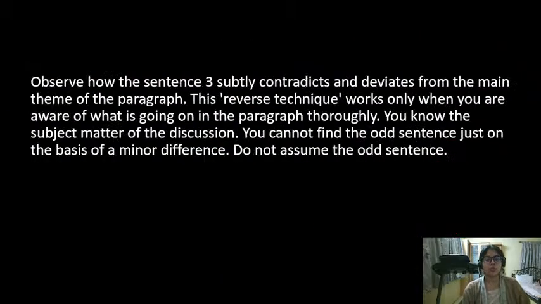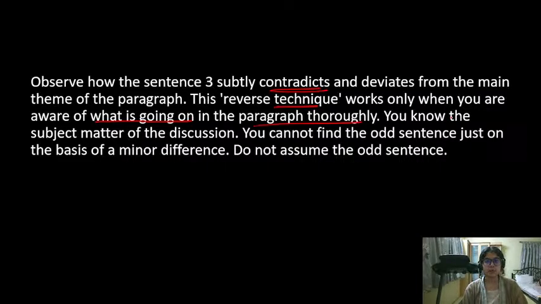Okay? So, here 3 was a clear contradiction. This reverse technique only works when you are aware of what is going on in the paragraph thoroughly. मैंने सेम चीज पैराजम्बल्स में भी बताई थी. बिफोर अटेम्प्टिंग द क्वेश्चन जस्ट टेक फ्यू मिनट्स टू गो थ्रू द पैराग्राफ. अगर पैराग्राफ का मेन आइडिया समझ आ रहा है, अगर उसकी लैंग्वेज समझ आ रहा है, only then go ahead and attempt it.